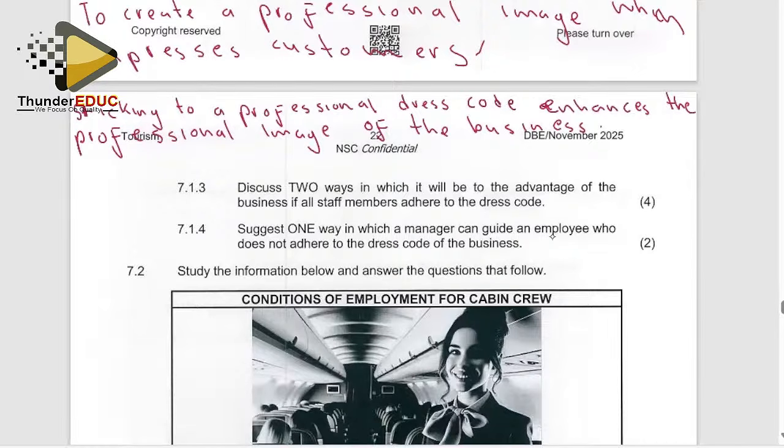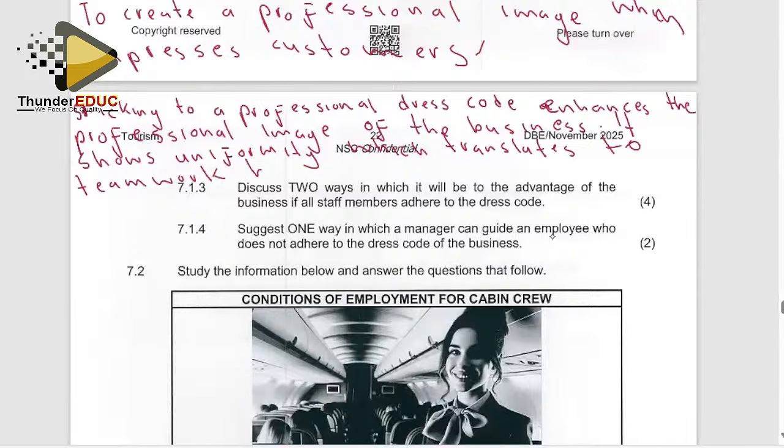Why do we say that? It shows uniformity, which translates to teamwork, hence a professional outlook, hence trust gained from customers. In addition to that, it also promotes equality amongst the staff members.